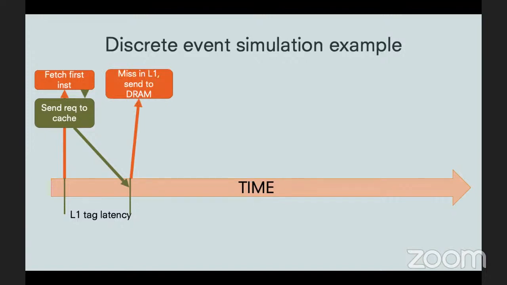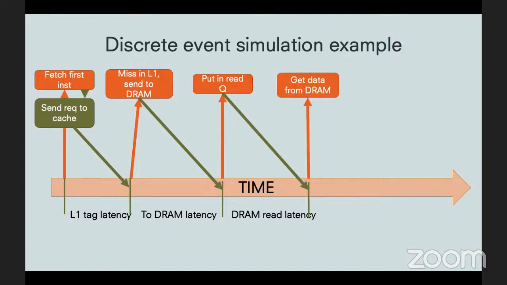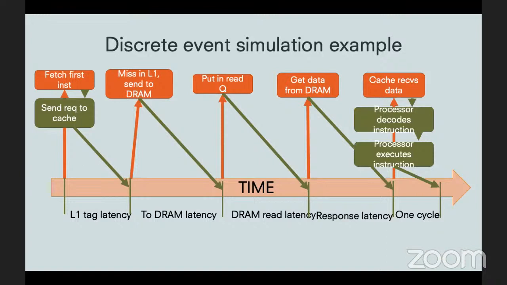And then when that is reached, you might get a miss, and L1 sends to DRAM. That will be the result of that function being called. So we'll schedule something in the future at the DRAM latency, because we're sending it to DRAM. And we'll put a read in the queue here. That schedules in the future at the DRAM read latency. And then we get the data from the DRAM. And then there's a response latency. And then the cache receives the data. And then there's a series of events here, and the time step is one cycle.